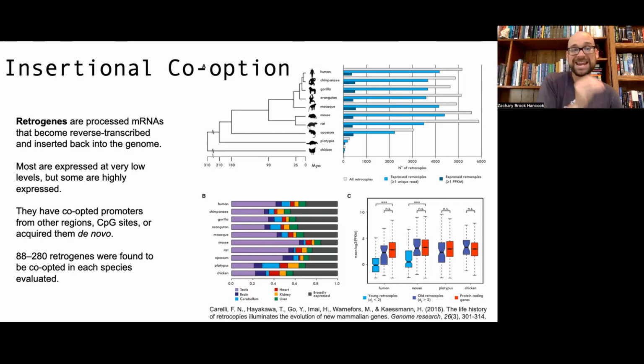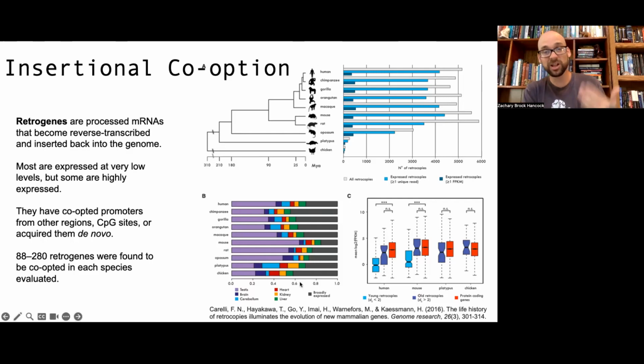They found that between 88 to 280 retrogenes have been co-opted in each one of the species that they found across the list of vertebrates that they evaluated. What was really fascinating about this is this figure on the bottom right here. So this is human, mouse, platypus, and chicken. And for the human and mouse, they actually have age estimates of these retrogenes. So the light blues are very young retrogenes, and then the dark blues are older retrogenes. The red are then just known protein coding genes.